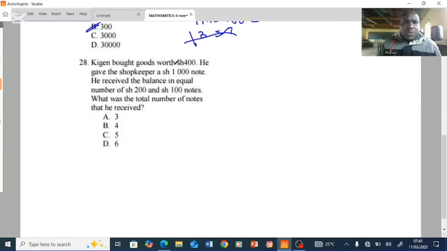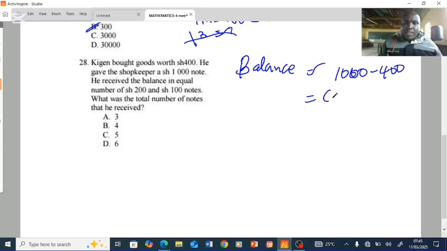Chicken bought goods worth 400 shillings. He gave the shopkeeper a 1,000 shilling note. He received the balance in an equal number of 200 and 100 notes. What was the total number of notes that he received? So let's get the balance. The balance will be 1,000 minus 400. So the balance is equal to 600.